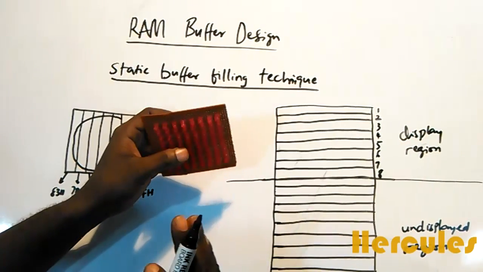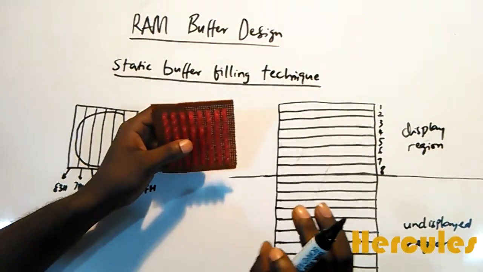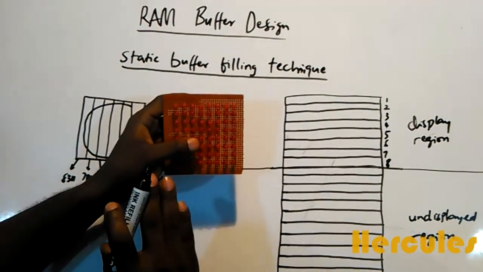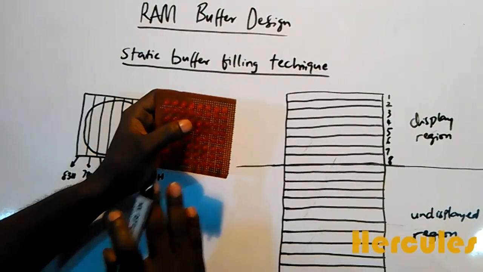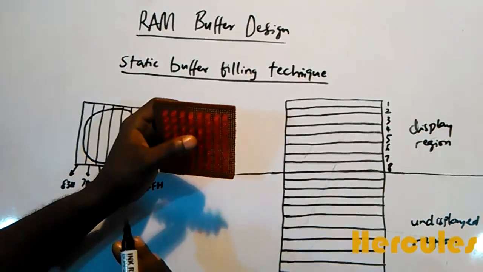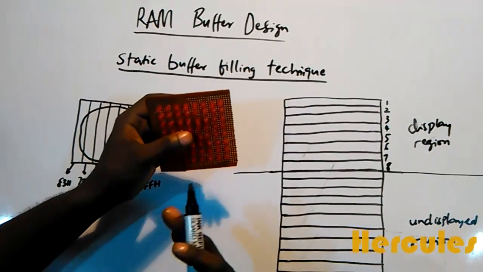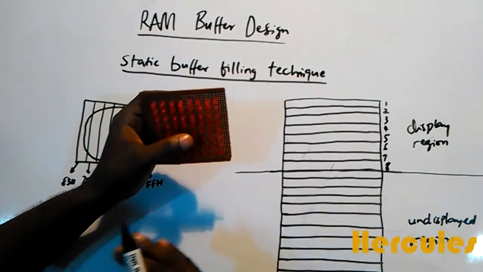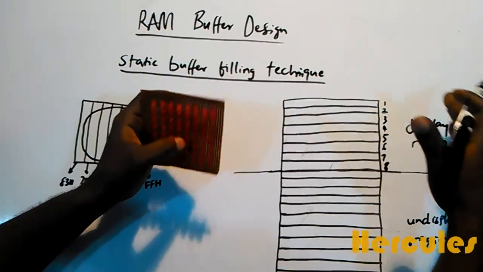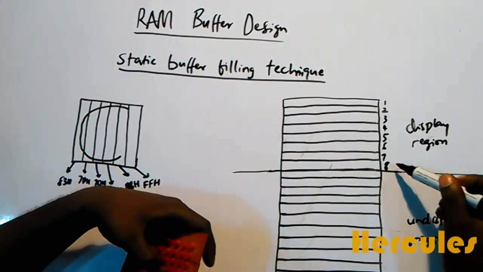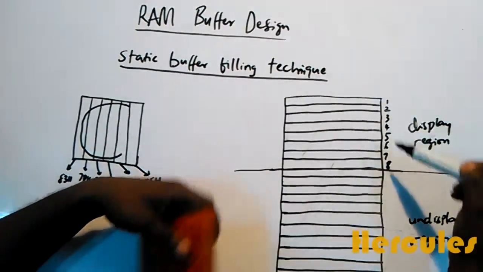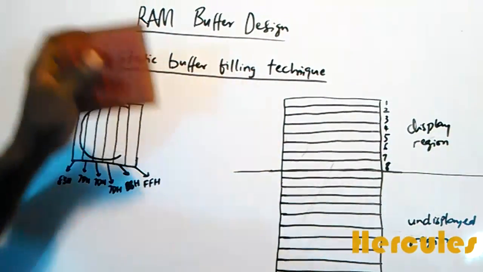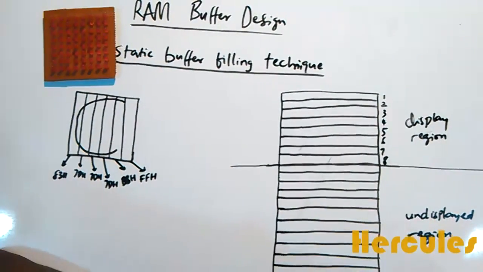So for the memory locations which we are going to display for our 8 by 8 LED matrix, we have to only use 8. Now if we wanted to do something like 8 by 64, the display region would have to increase to about 64. So that's the reason why we are using 8, just because we are using only 8 locations for our 8 by 8 LED matrix.